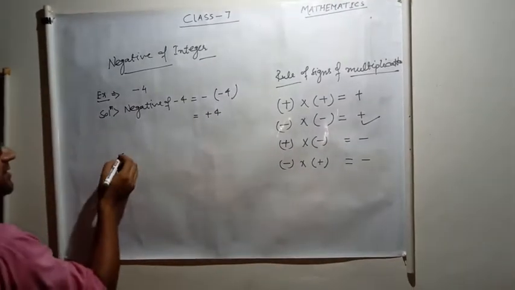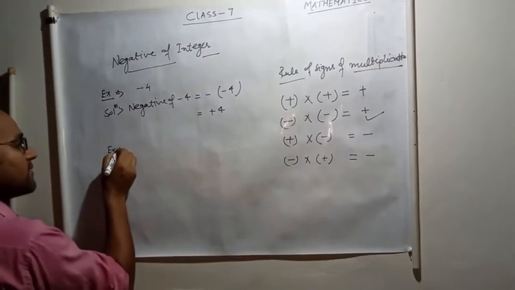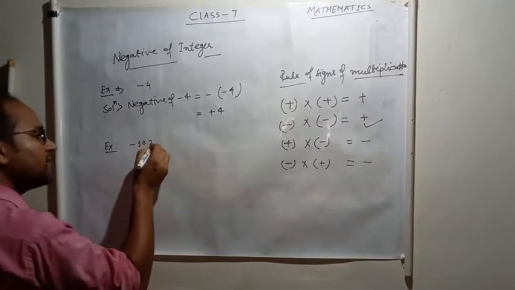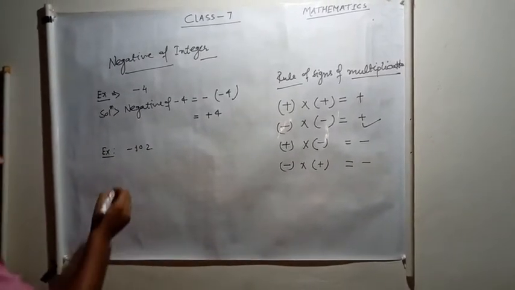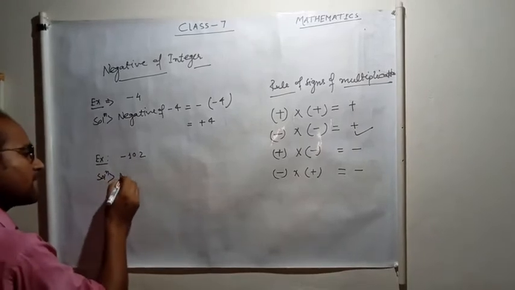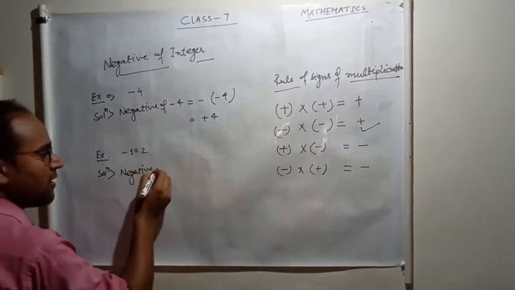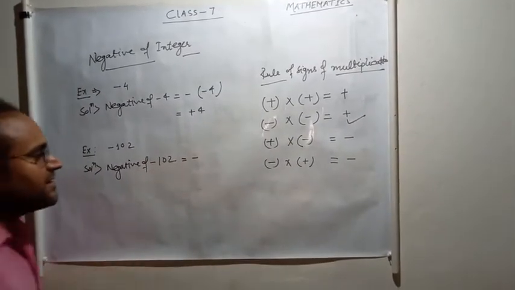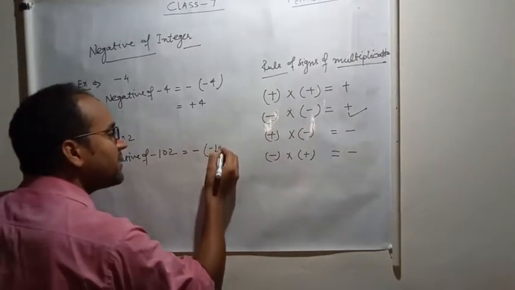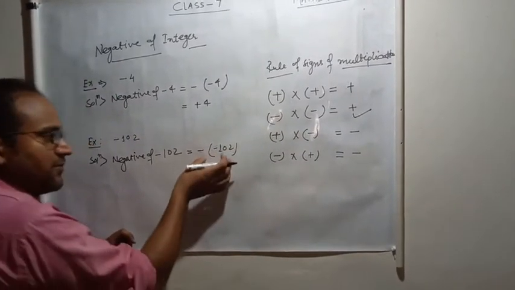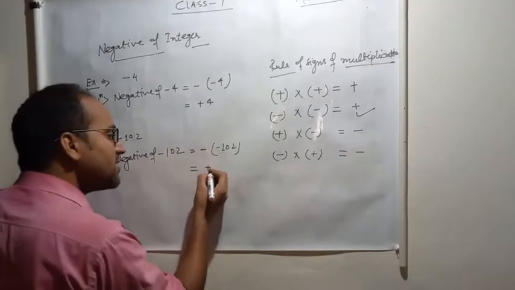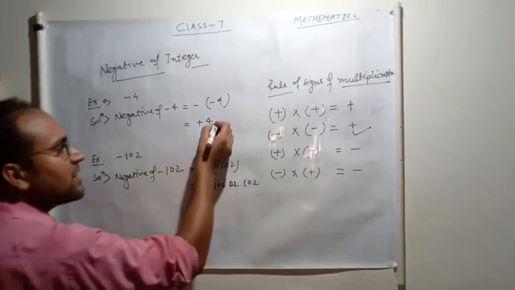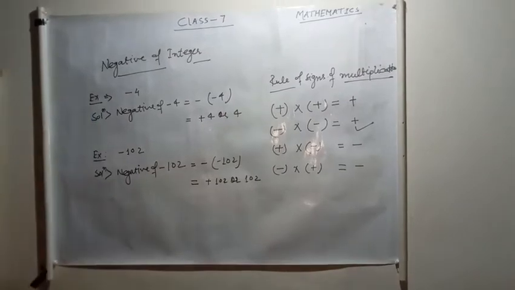One more example I will take. The second example is this one: find the negative of minus 102. Negative of minus 102, it is very easy, students. Minus, negative of minus, and then this value minus 102. If you remove this, minus is multiplied into minus, we get plus 102, or simply 102, same as it is. Plus 4 or 4, both are the same.